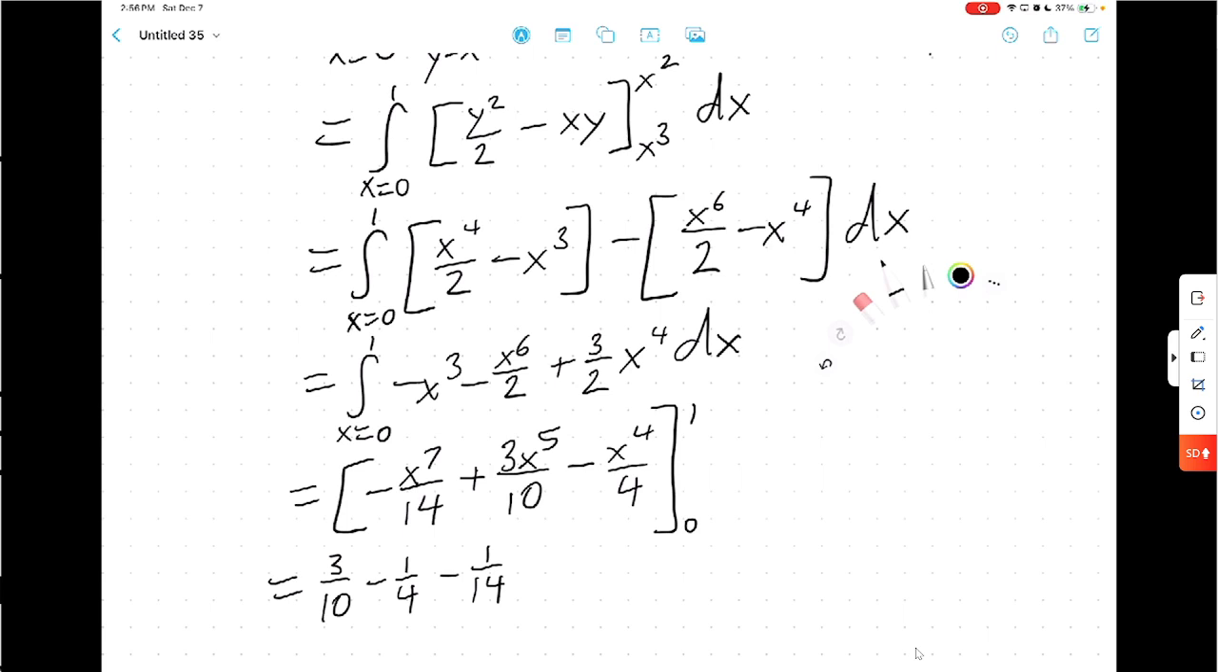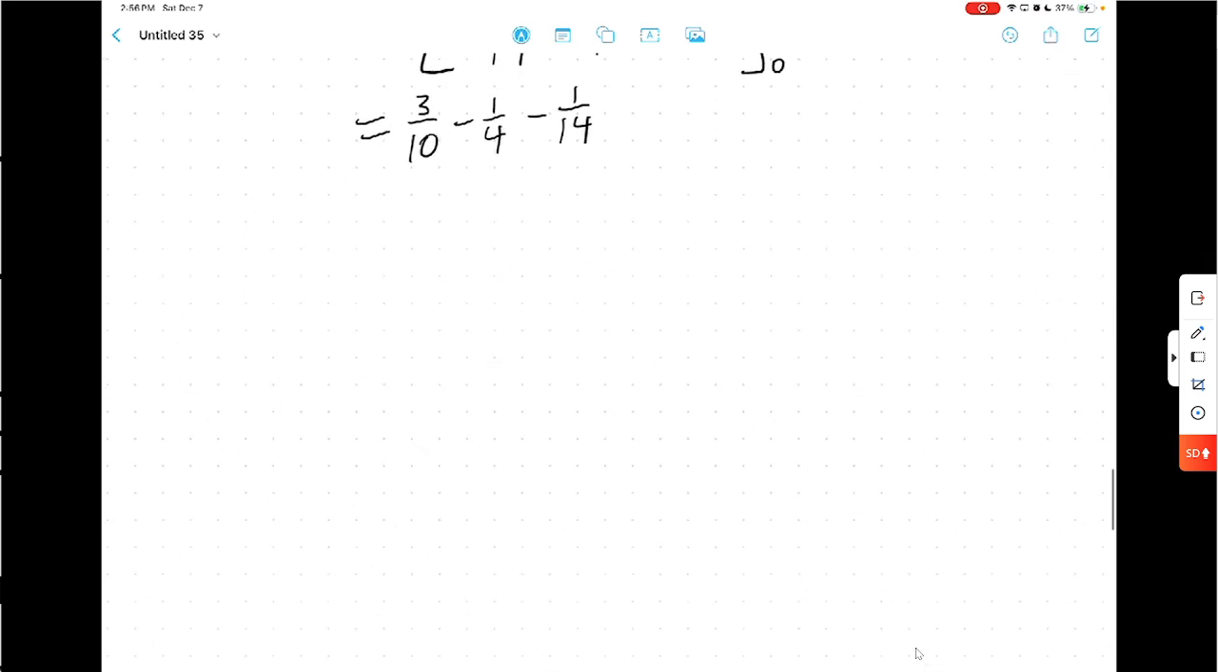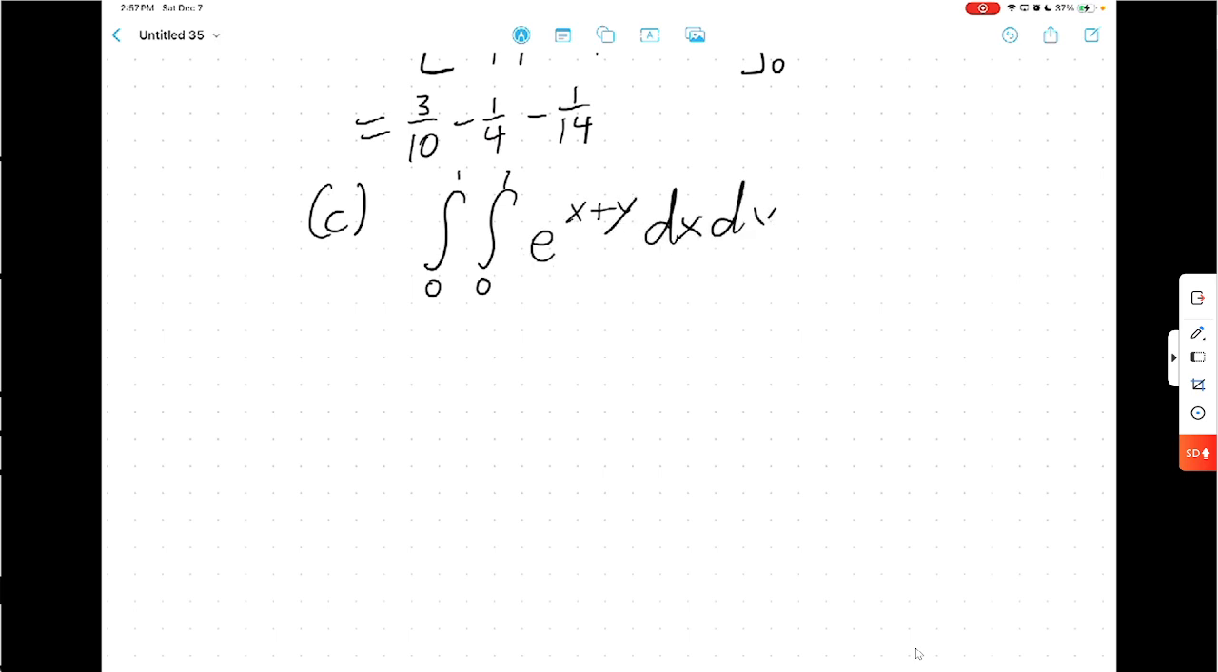All right, 2C. Integral from 0 to 1, integral from 0 to 1, e to the x plus y dx dy. This is just e to the x plus y, 0 to 1.